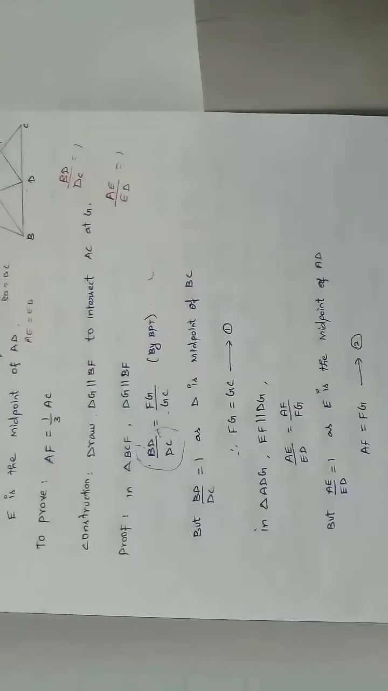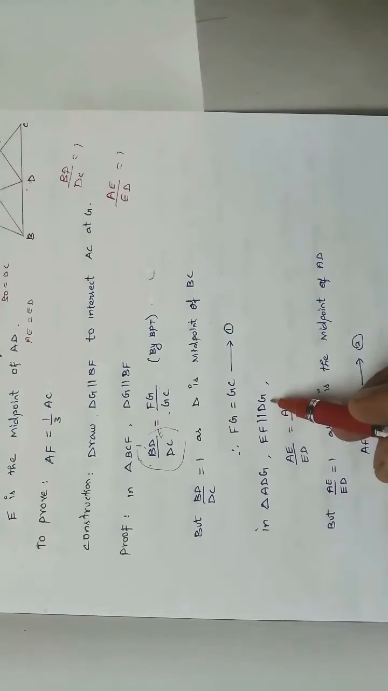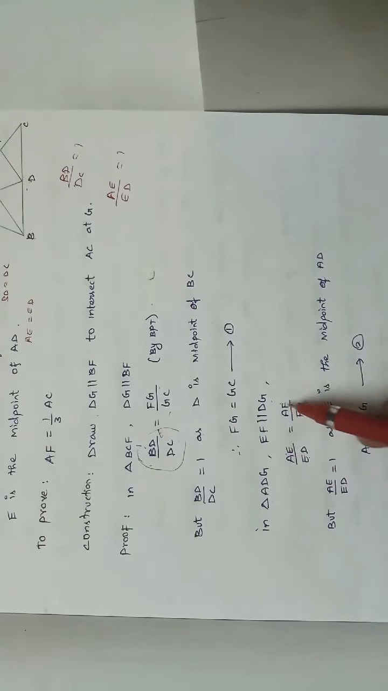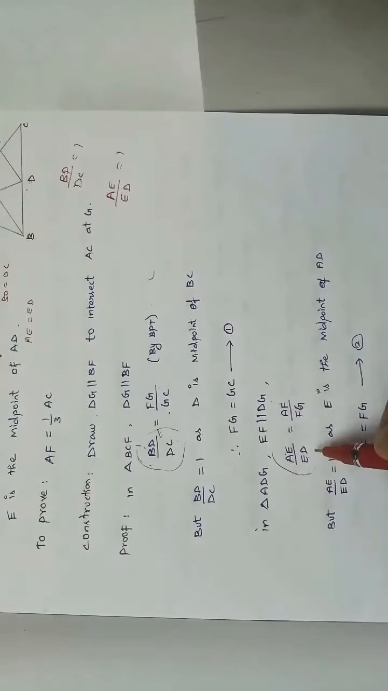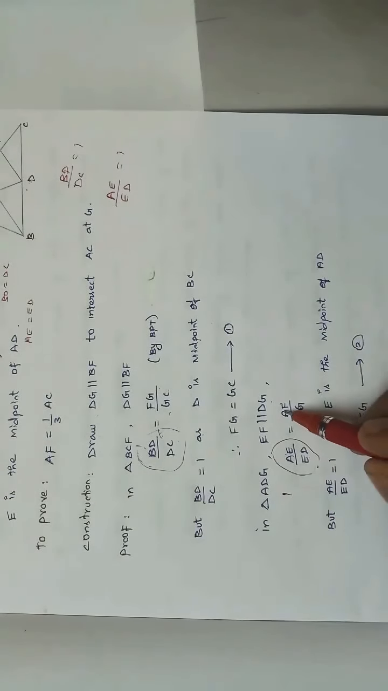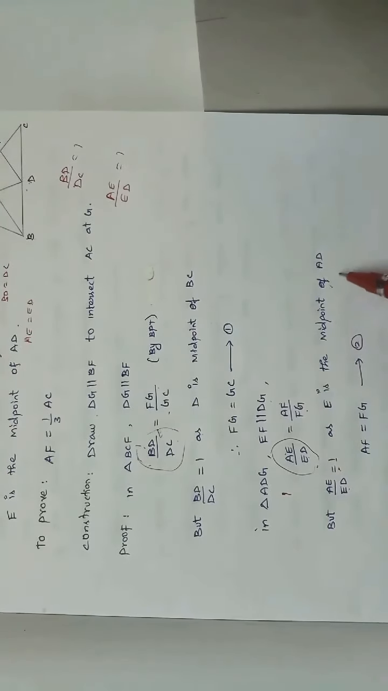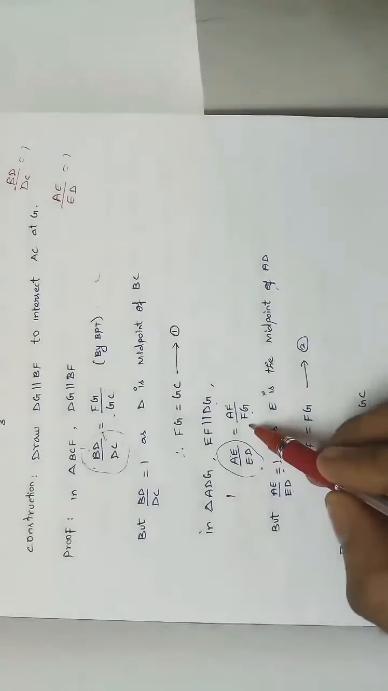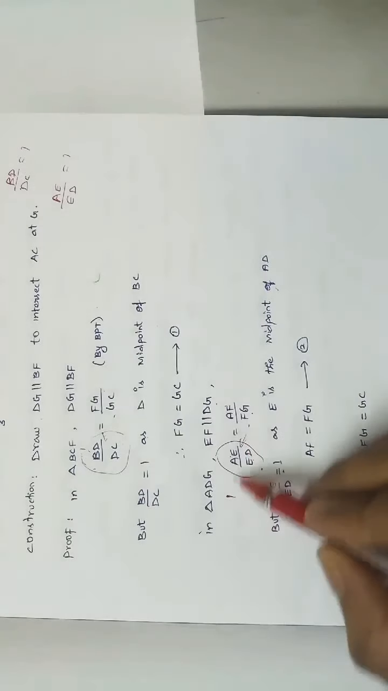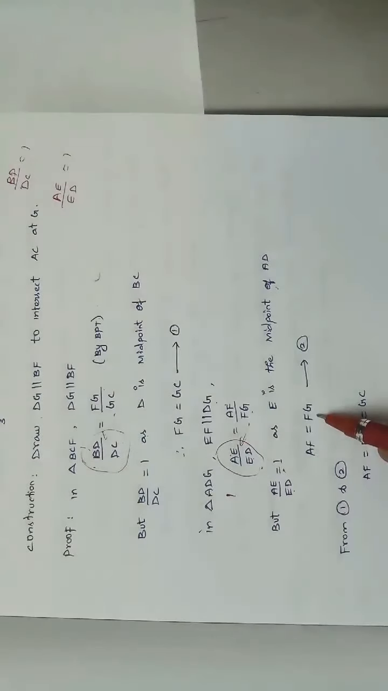Same thing in triangle ADG, EF is parallel to DG. So AE by ED is equal to AF by FG. Instead of AE by ED, I am going to substitute 1. So 1 is equal to AF by FG, because AE by ED is equal to 1 as E is the midpoint of AD, right? So I am taking FG to the LHS, FG into 1, FG. So AF is equal to FG. Take it as equation number 2.